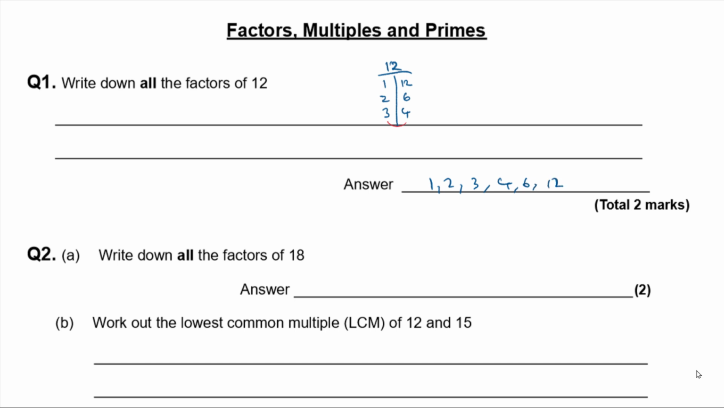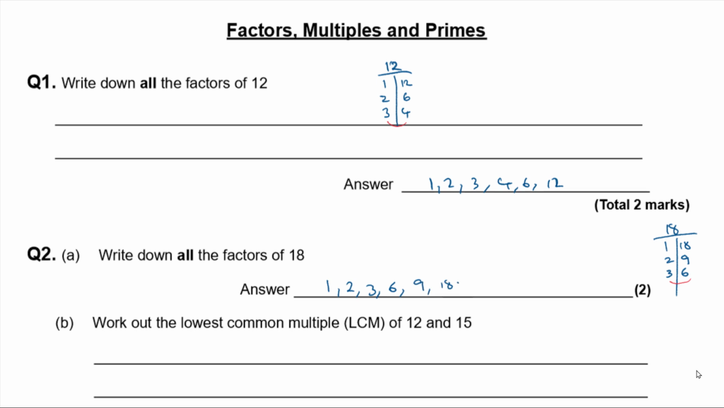Question 2, part A, write down all the factors of 18. Similarly, if I write 18 like that, I'm going to start with 1 and 18. Try 2, yeah, true, 2 and 9. Try 3, yeah, 3 and 6. Try 4, no, 4 doesn't work. 5, no, 5 doesn't work. And then I've met myself coming down the other way, haven't I? Because the next number is 6, and I've already got 6 on there. Okay, so that's all of them there. So that's 1, 2, 3, 6, 9, and 18.